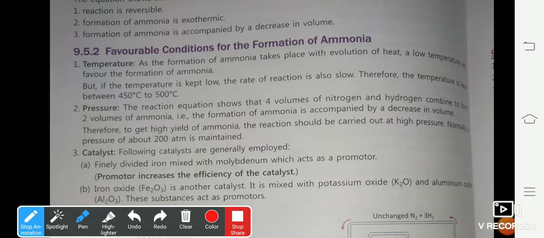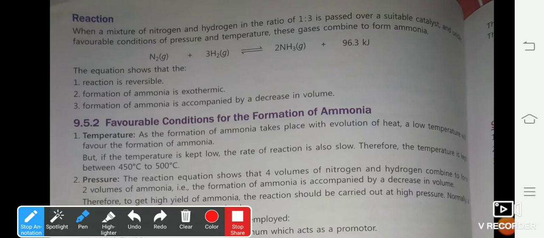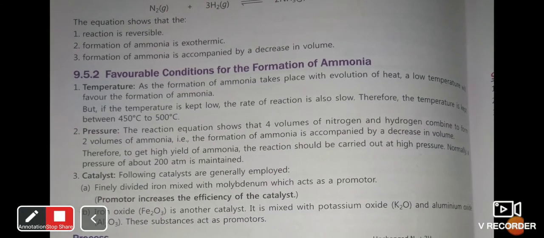The reaction equation also shows that 4 volumes of nitrogen and hydrogen combine to form 2 volumes of ammonia. Now, what do I mean by 4 volumes and 2 volumes? See, 1 volume of nitrogen combines with 3 volumes of hydrogen, as we have taken one molecule of nitrogen and 3 molecules of hydrogen. So we'll call it 1 volume for nitrogen and 3 volumes for hydrogen. You can see 2NH3, that means 2 volumes of ammonia is formed. So 4 volumes of reactant combine to give me 2 volumes of product.